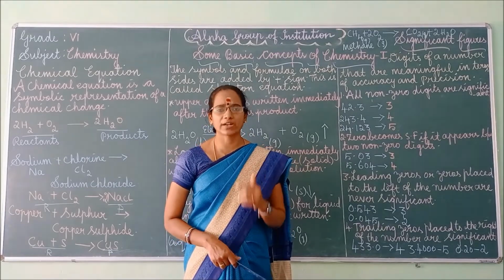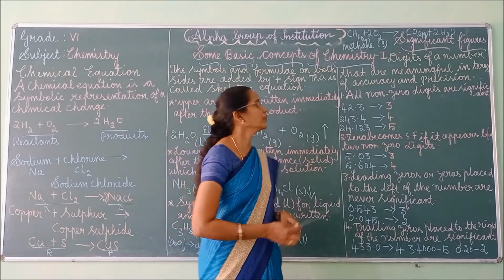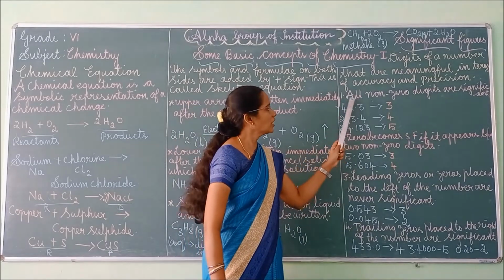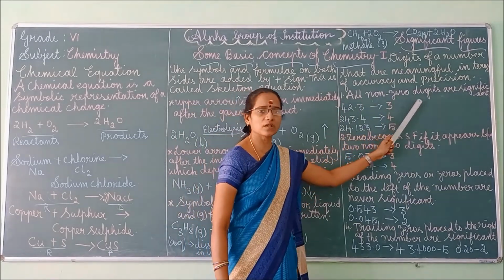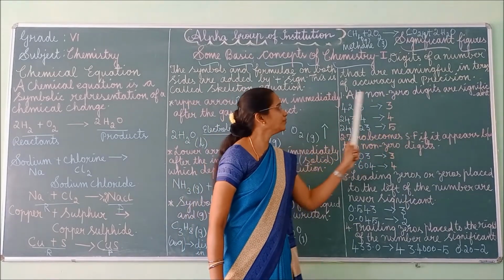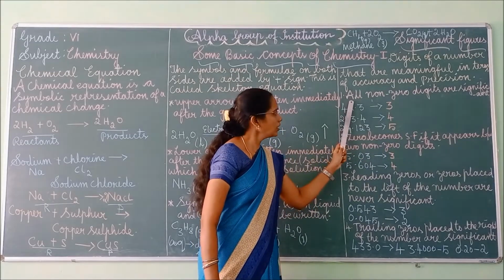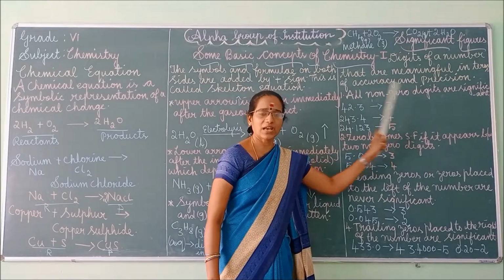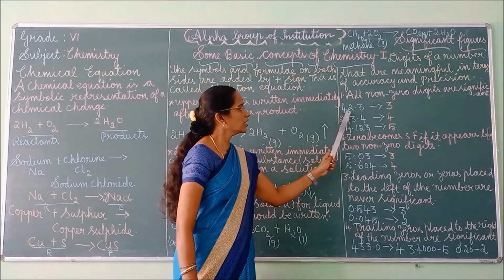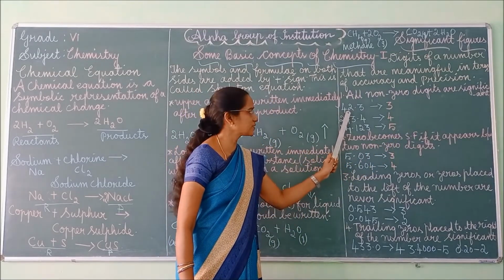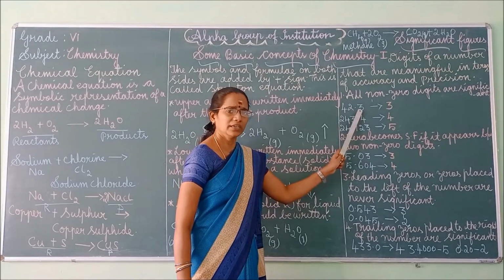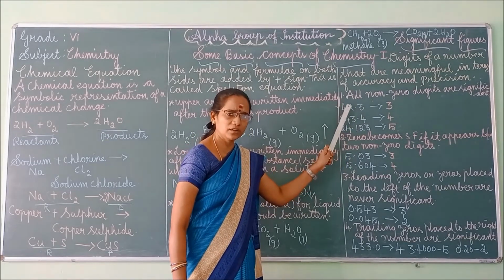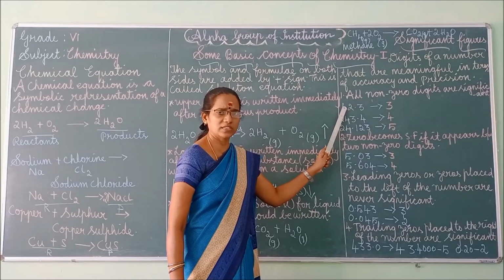What are the fundamental rules? The first rule is: all non-zero digits are significant. I'll tell you an example. If you take 42.3, are there any zero digits here? No, there are no zero digits, isn't it?